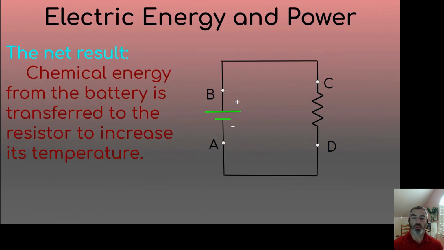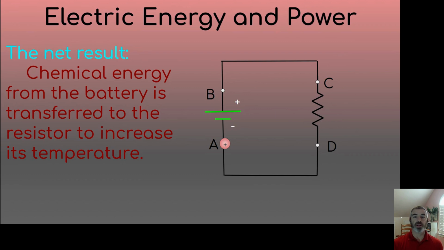So as the charge goes completely around the circuit, the net result is that chemical energy from the battery is converted to thermal energy to increase the temperature of a resistor. And as we said, the light bulb then starts to get hot, and that wire in the light bulb glows when it gets hot, and that's how a light bulb works.